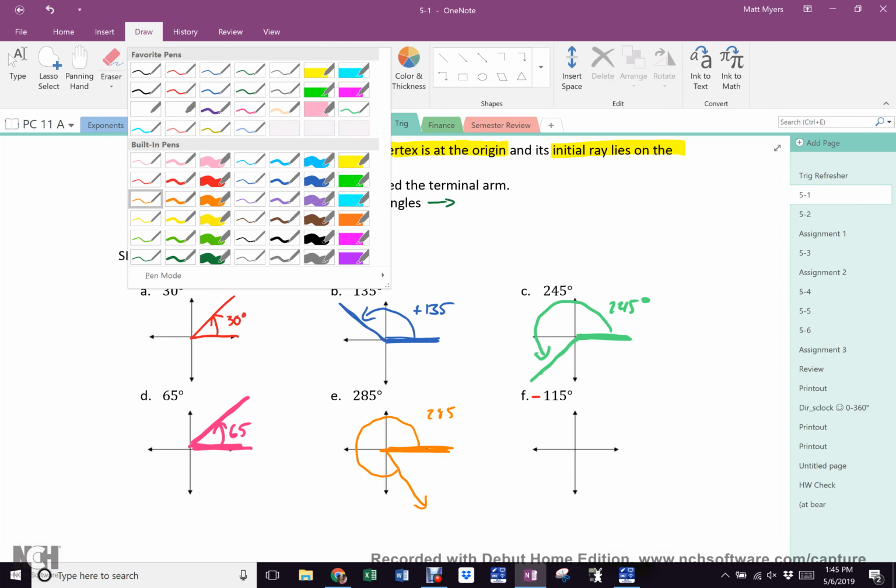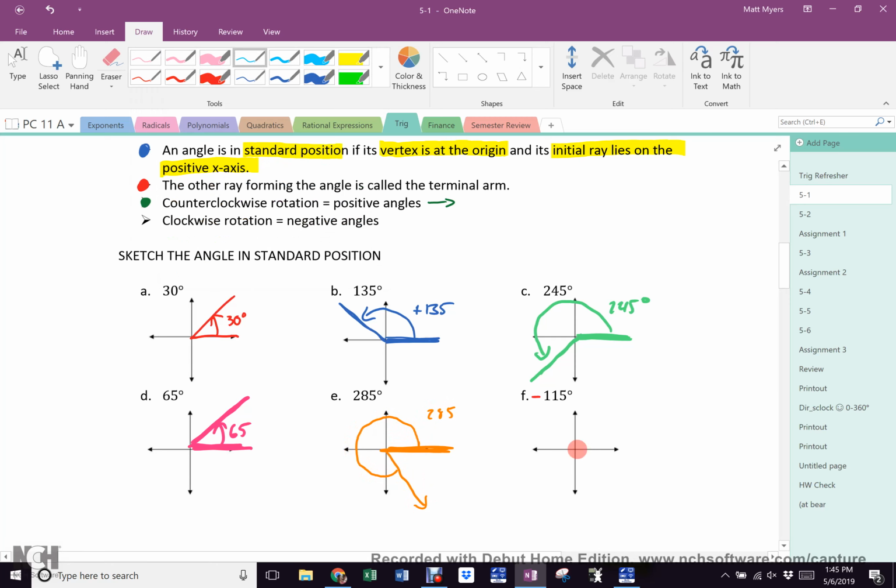Now, let's see who's really ready. Who's doing F? Isabel, up or down? Down. Tell me when to stop. Abso-smurfly correct.